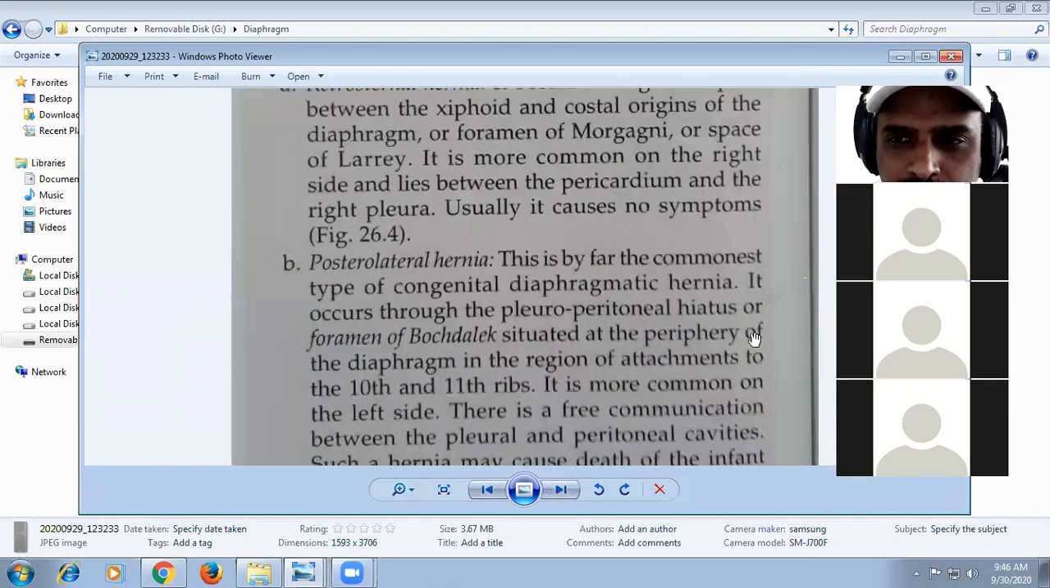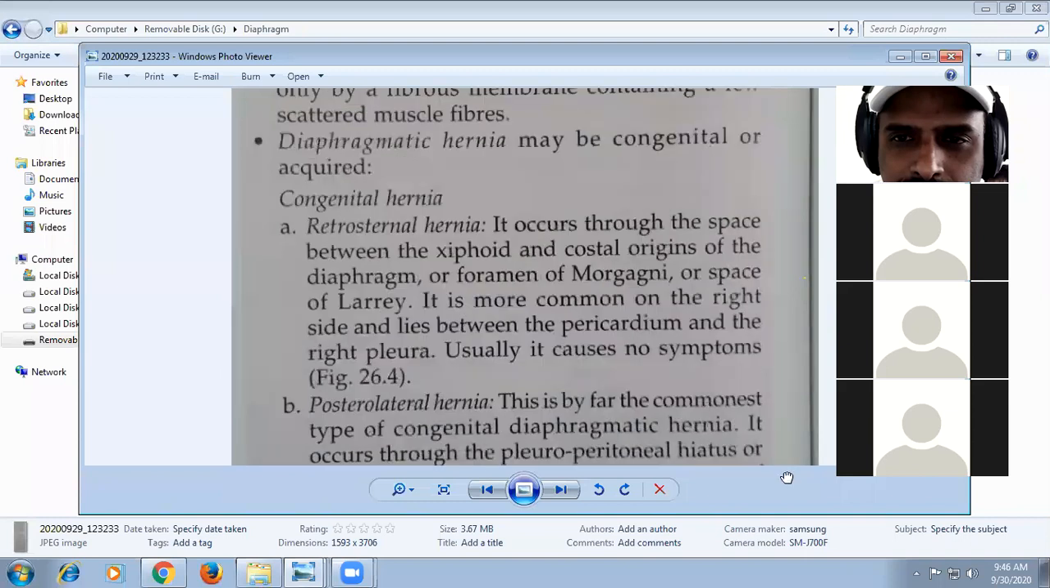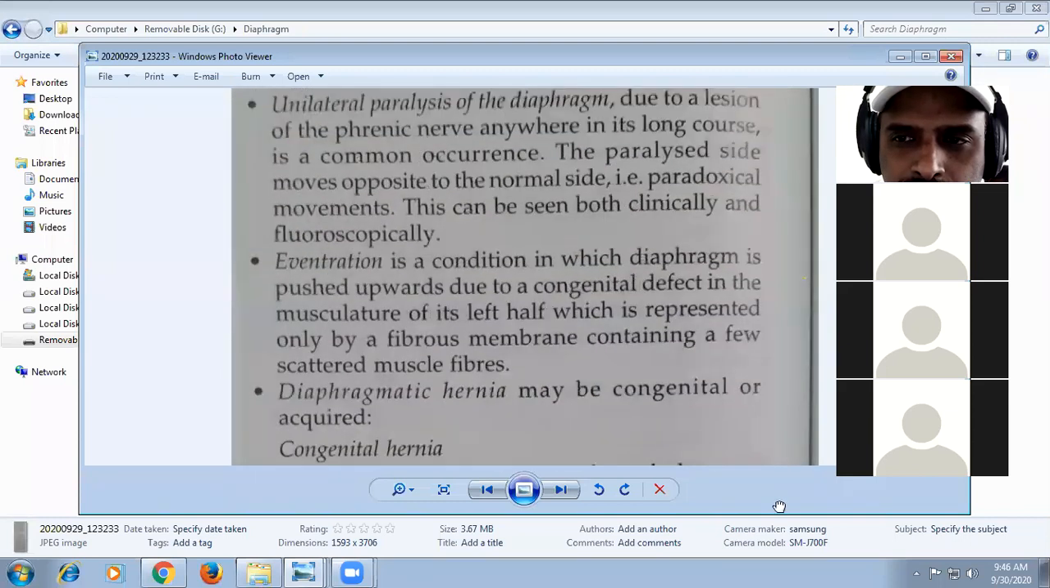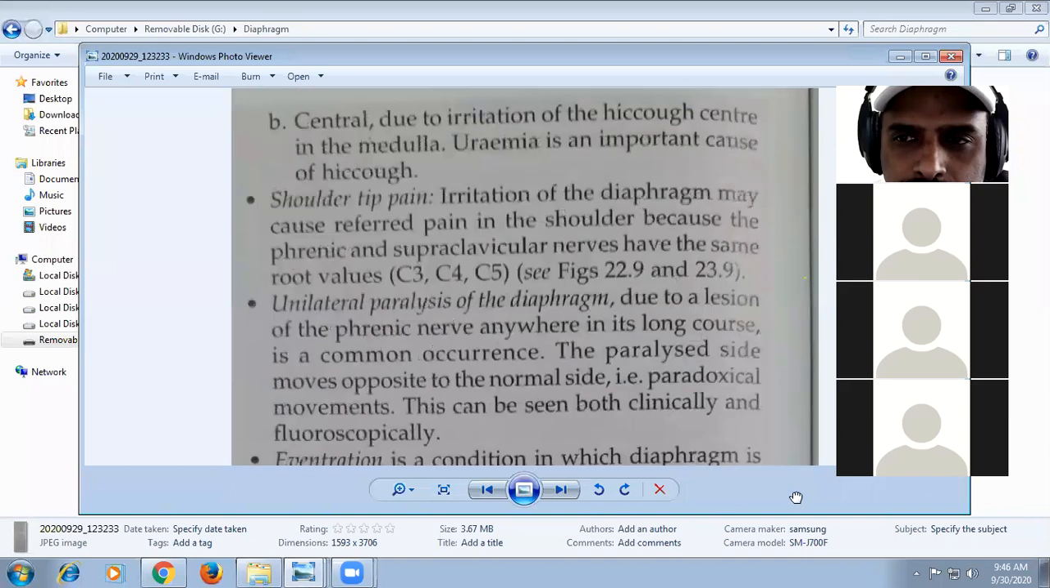Okay, so you have to remember that any irritation to the diaphragm, above or below the diaphragmatic part, can cause it. Then the second clinical anatomy is shoulder tip pain. I have already told in the nerve supply, irritation of the diaphragm may cause referred pain in the shoulder because the phrenic and supraclavicular nerves have the same root value. This is very important. I have told C3, C4, C5. That is the second applied anatomy point you have to remember.